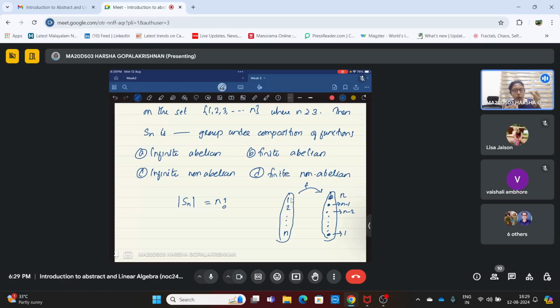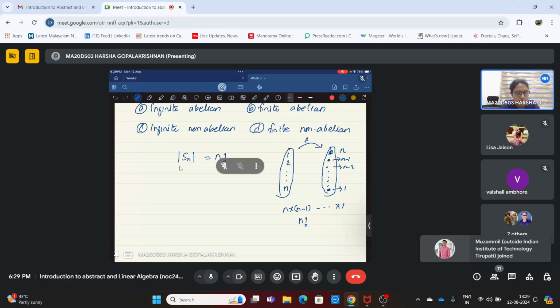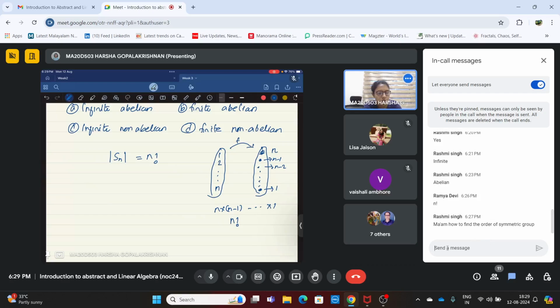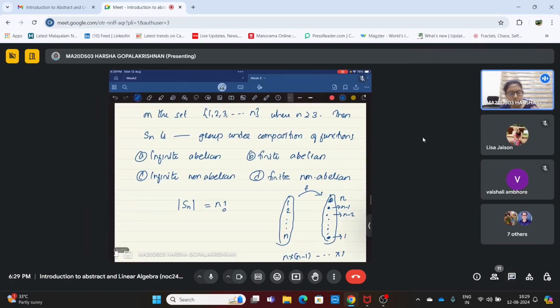So altogether, how many maps are there? n times n minus 1 times and so on down to 1. This is n factorial, the order of Sn, the number of elements in Sn. Is that clear? Rashmi, is that clear? Okay, good. So we got n factorial. Whatever n I give, n factorial is always finite, so Sn is a finite group.